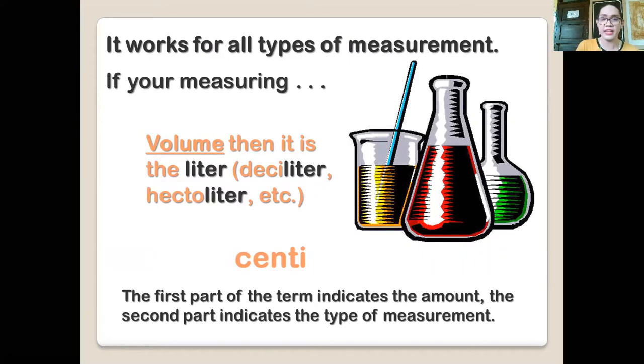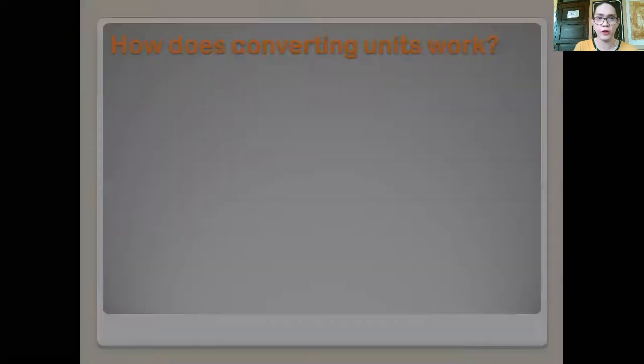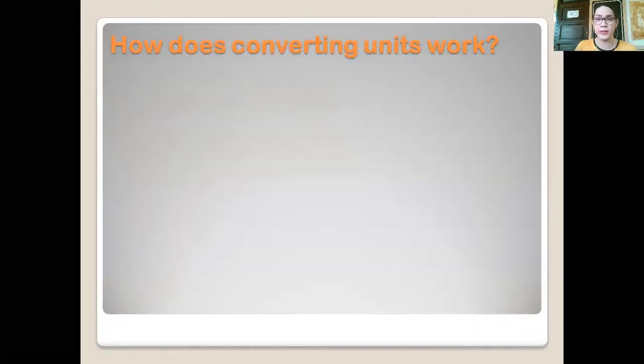Again, the centi there, that is the first part. The term centi indicates the amount. The second part indicates the type of measurement, the gram. So we have centigram. Centi again indicates the amount, and then gram indicates the type of measurement. So I hope you'll be able to know how to use the SI system.